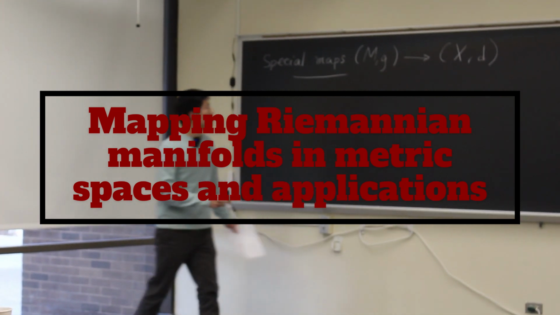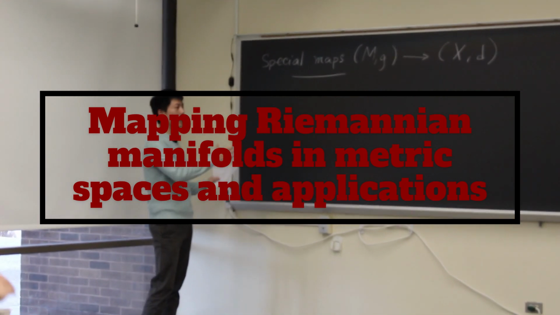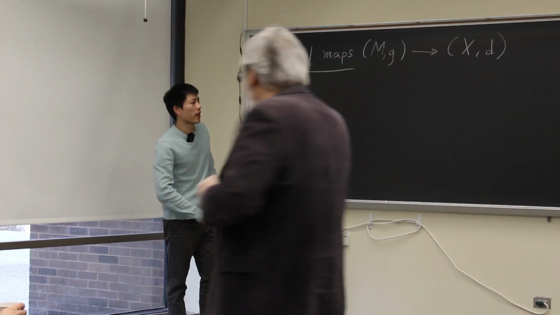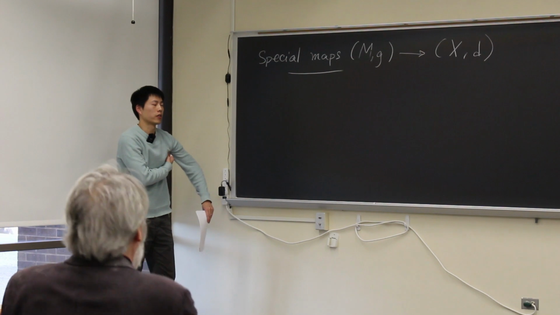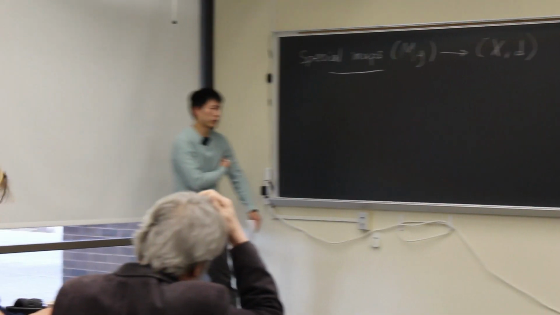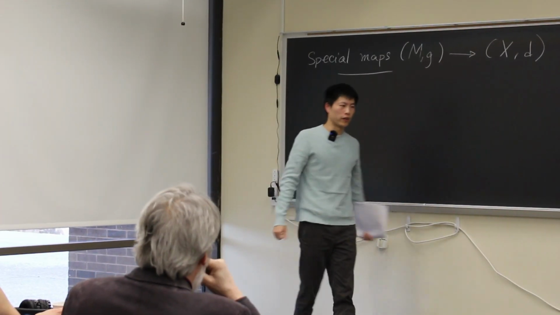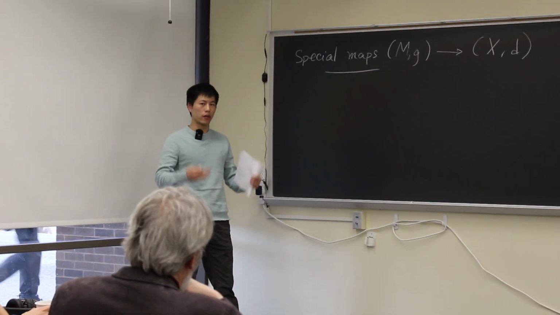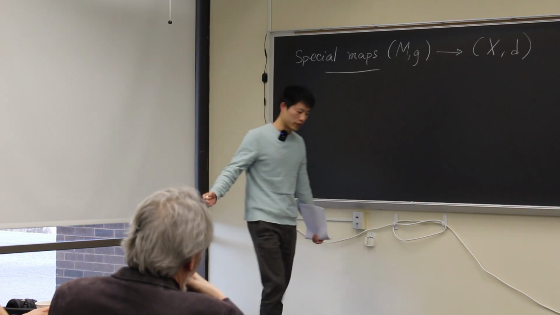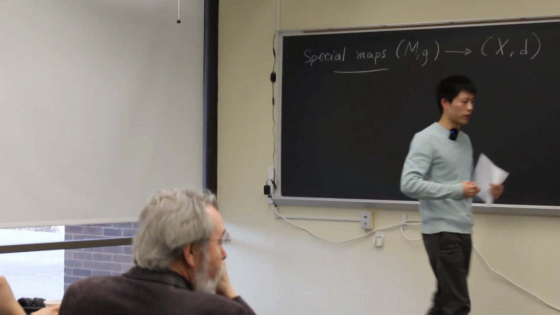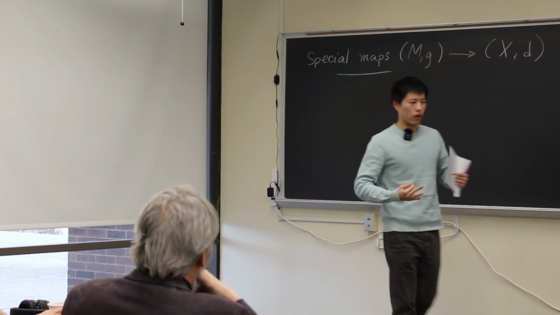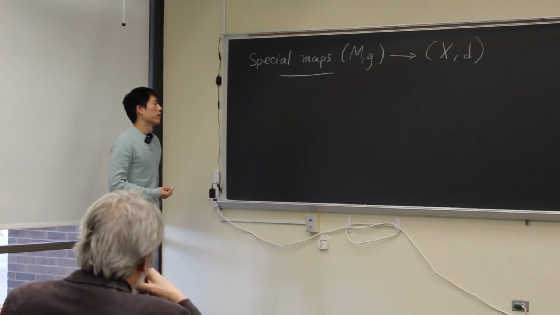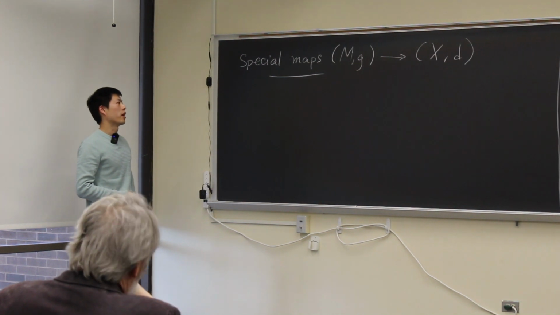Okay. Today I want to talk about special maps from Riemannian manifolds to metric spaces, and I want to talk about some applications. The goal of the talk is really to describe a basic philosophy. It's not going to be a set of rules that you can apply in different settings like a recipe, but it's going to be a vague idea that comes up again and again in very different settings. And it's the use of special maps from M to G.